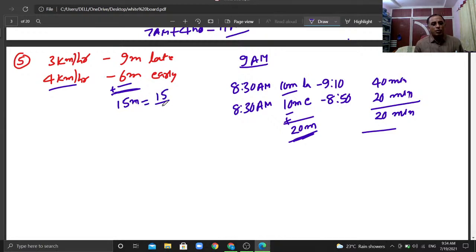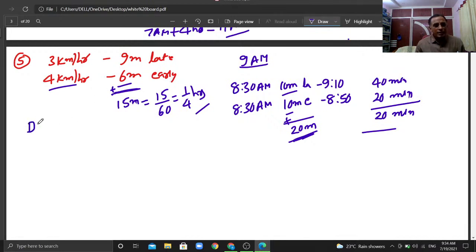Convert minutes to hours. 15 by 60, because 1 hour is equal to 60 minutes. So 15 minutes is equal to 15 by 60, which is 1 by 4 hour. So 15 minutes is equal to 1 by 4 hour. Now come to this question.